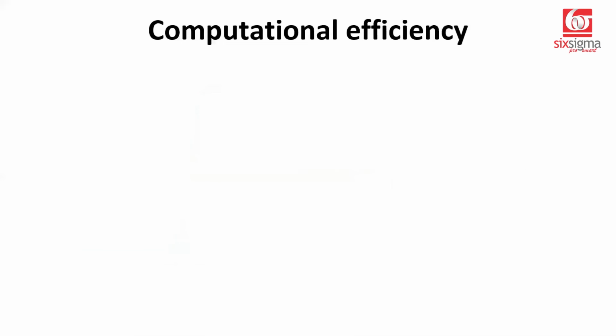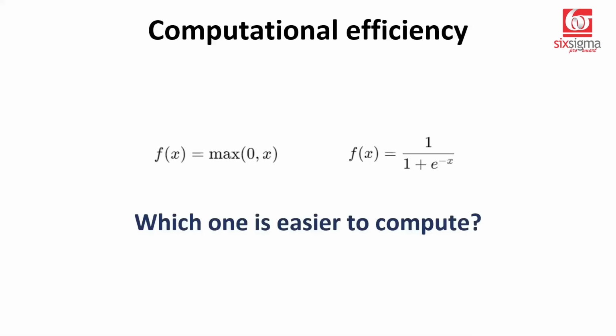Next is computational efficiency. Now, this is again a very simple point. Let's say we have two functions. First is the max of 0 or x, and second is 1 over 1 plus e raised to the power negative x. Which one is easier to compute? Let's say the value of x is 1. This function would be max of 0 and 1. You'll straight away give the answer: it is 1.